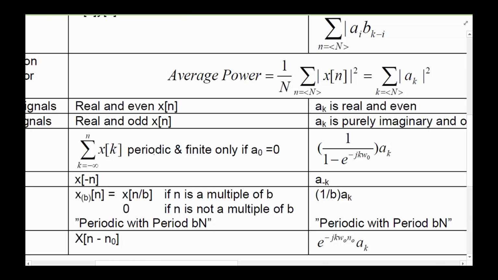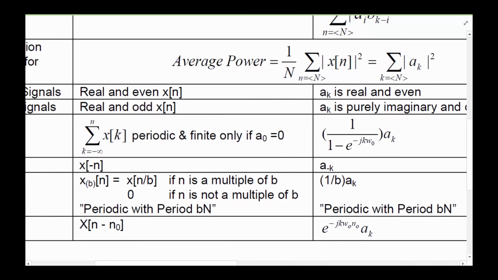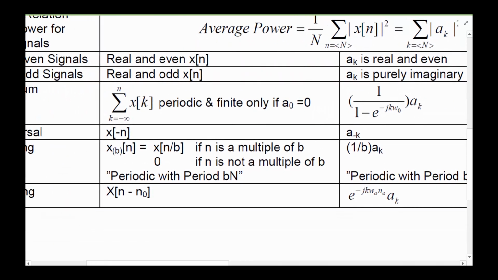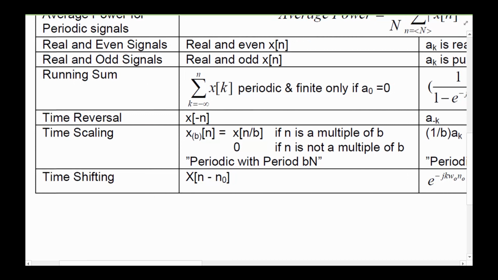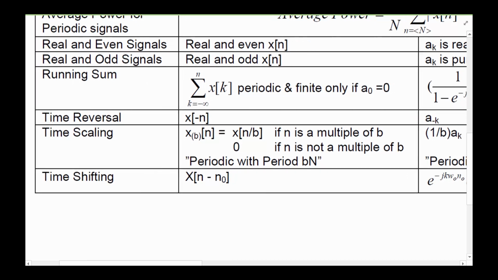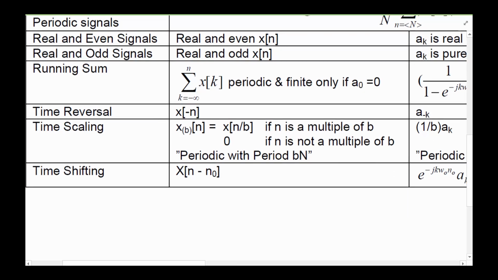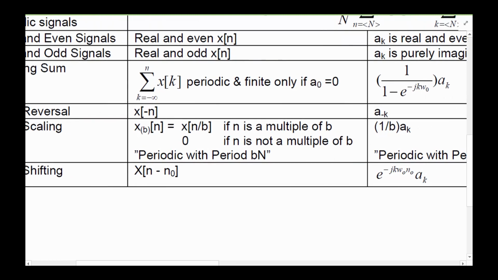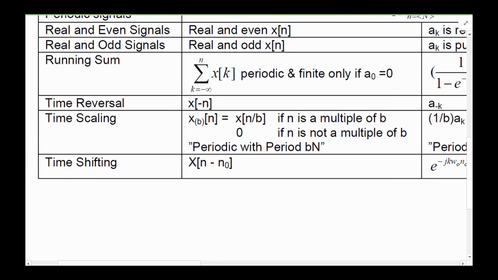And also, if x of n is real and odd, we can assume that A of k is purely imaginary and odd. And then there is the running sum, and time reversal. As you can see, for time reversal, if x of minus n, then you basically take the x of n's coefficient and flip it around the y-axis, so A of k becomes A of minus k.